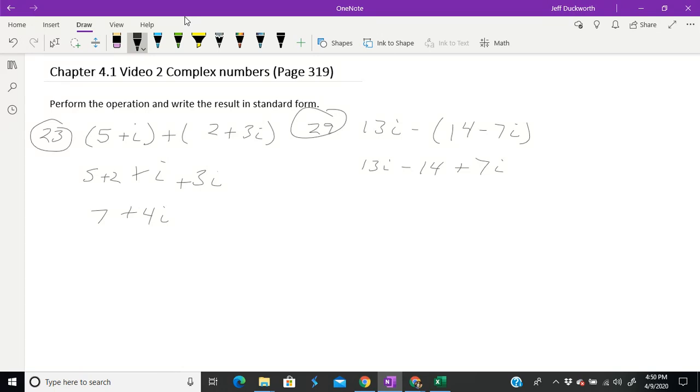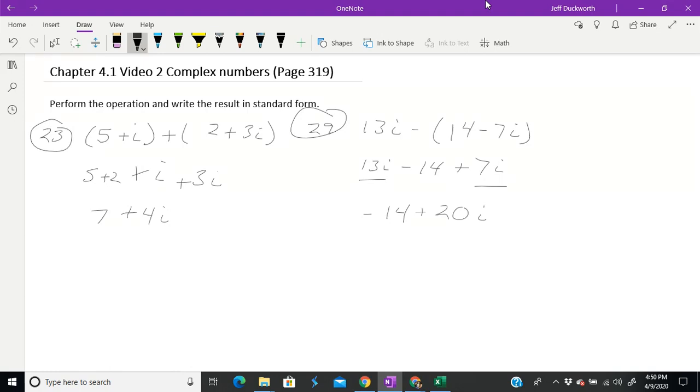So we have 13i and 7i, which give us 20i. I'm going to write them on the right-hand side because I'm going to put them in order as well. And then we have negative 14. So this is a positive 20i. We have negative 14, and we've combined like terms, and we have it in standard form. So that's how you perform that action.